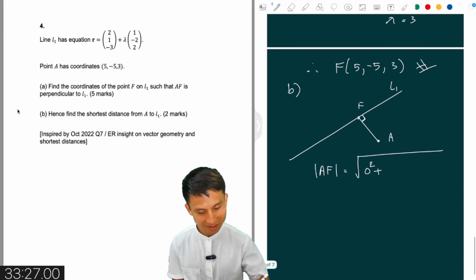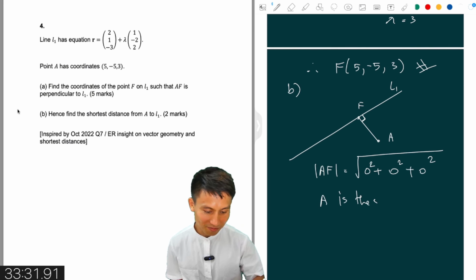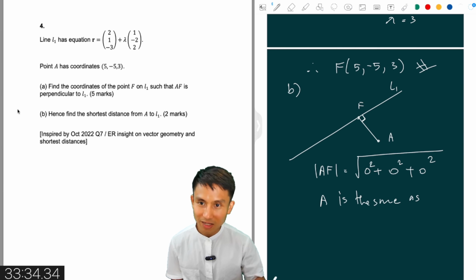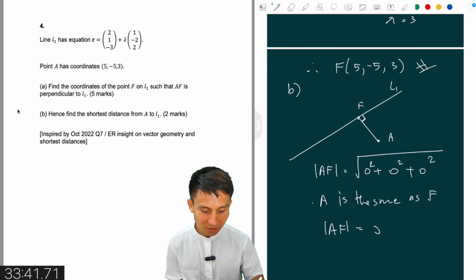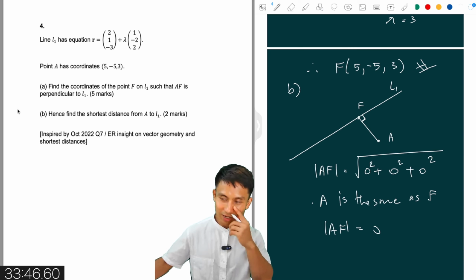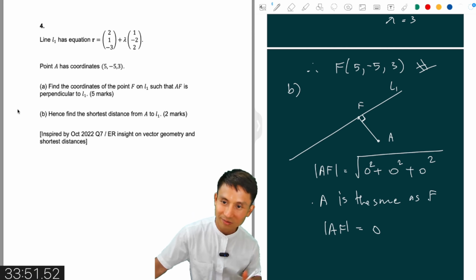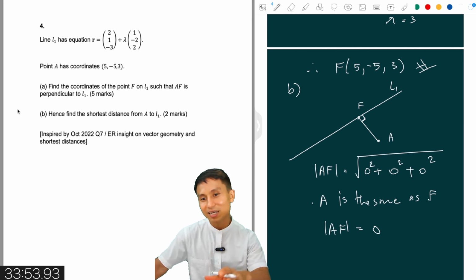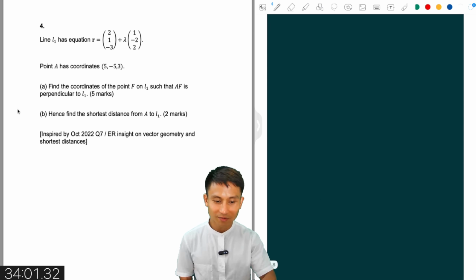Right. So A is the same as F. I just realized this. I didn't see that. So the shortest distance is 0. I'm just going to play along with it. But I'm sorry about this mistake here. If this were to come up, this is how I would answer, because the shortest distance is 0. It doesn't make sense to ask that, but there you go. Well, let's see the mark scheme. I also made it create the mark scheme as well.